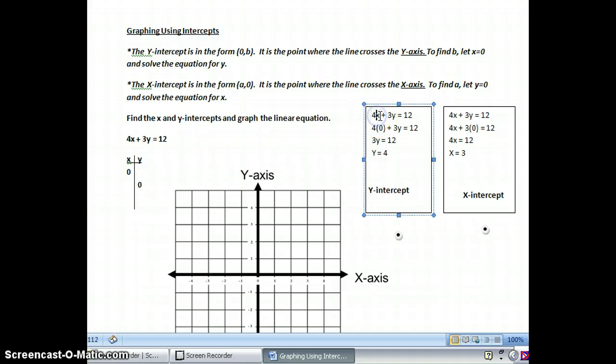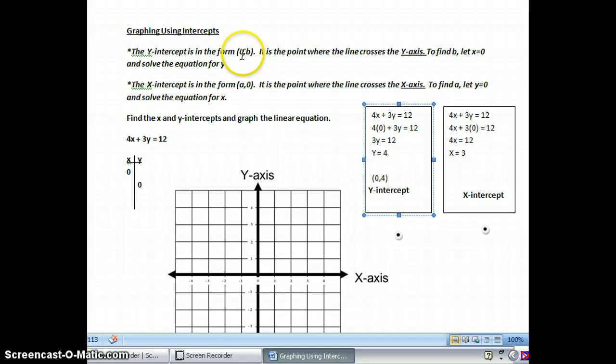Now notice what I have over here, my original equation, 4x plus 3y equals 12. So I'll plug 0 in for x. That gives me 4 times 0, which is 0. Then I've got 3y equals 12, y equals 4. So my y-intercept is (0, 4).